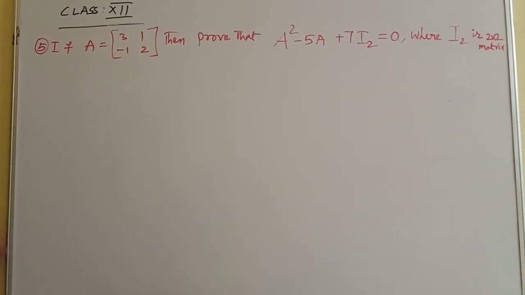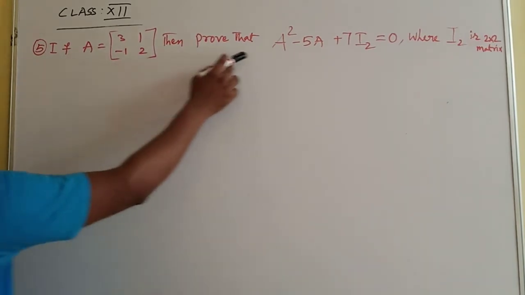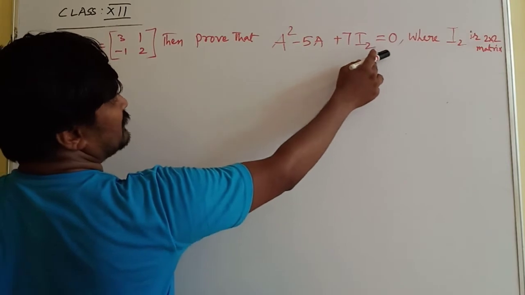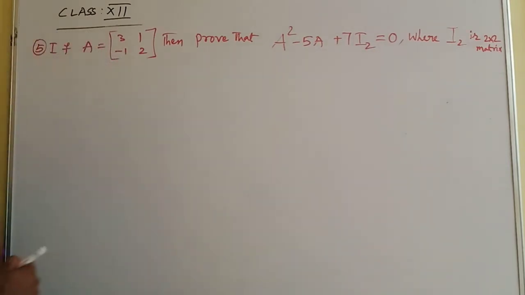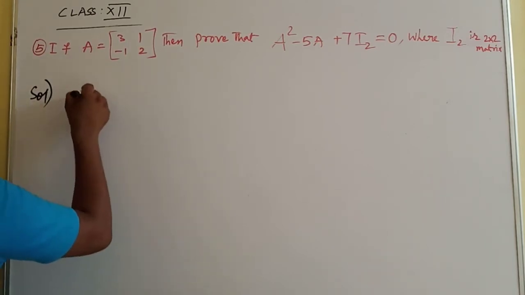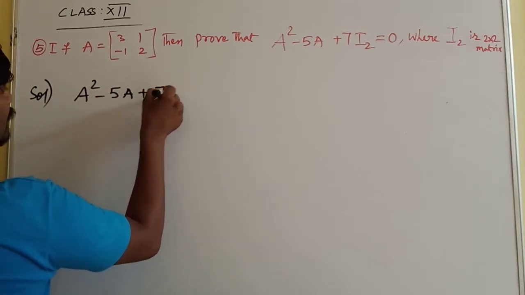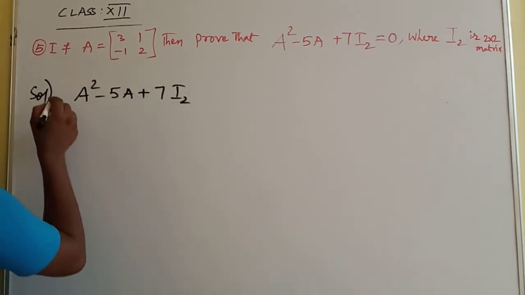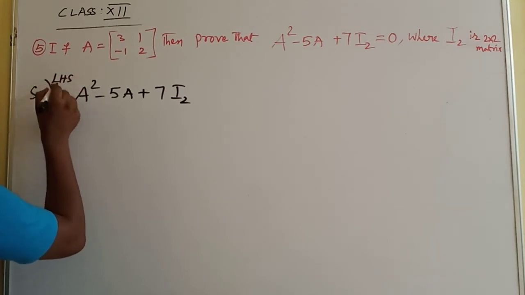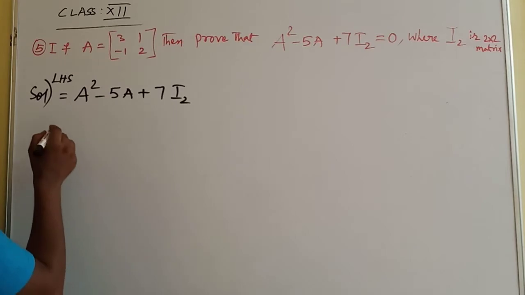Alright, let's move on to the next question. If A = [3, 1; -1, 2], then prove that A square minus 5A plus 7I2 is equal to 0, where I2 is the 2 by 2 identity matrix. Again, a very simple question. Given A square minus 5A plus 7I2, this is your LHS. Using the LHS, we need to get our RHS as 0.